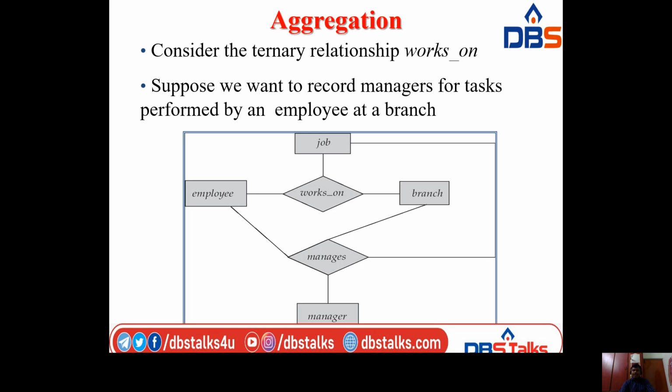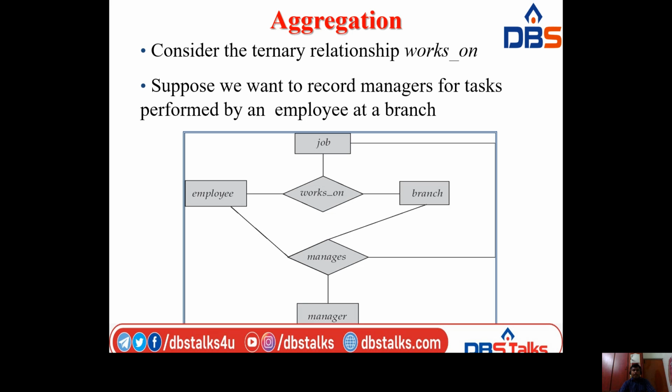Now comes the aggregation. It is also a very important concept in entity relationship diagrams. Consider a ternary relationship, works on. Suppose we want to record managers for tasks performed by an employee at a branch. Here is one representation of aggregation. Works on is a ternary relationship. It is related with the job, branch, and employee.